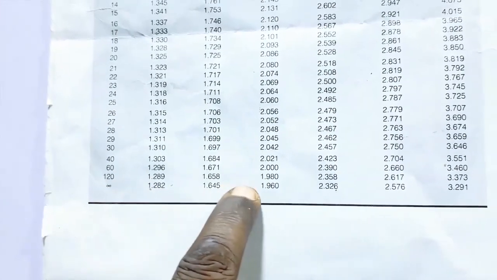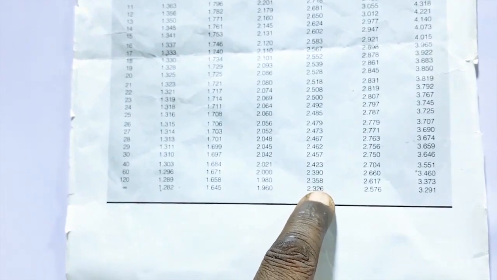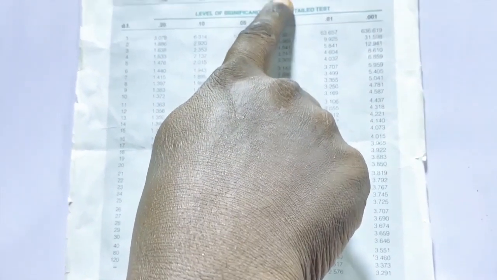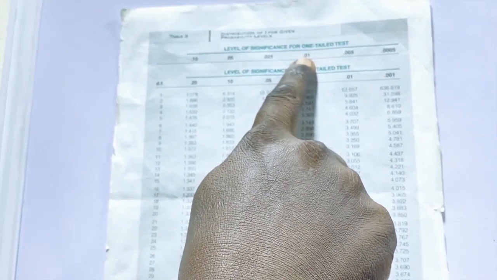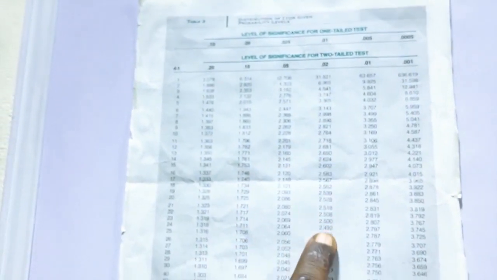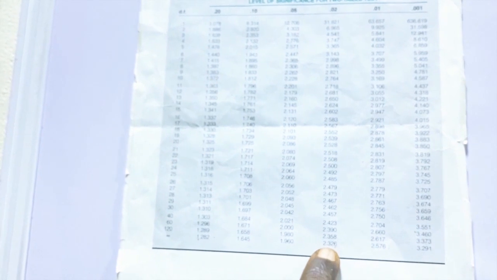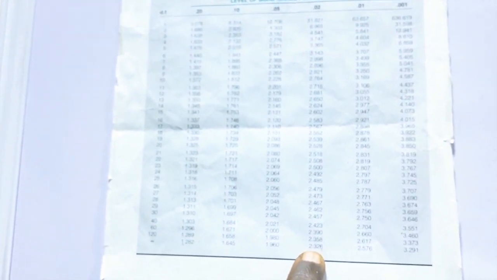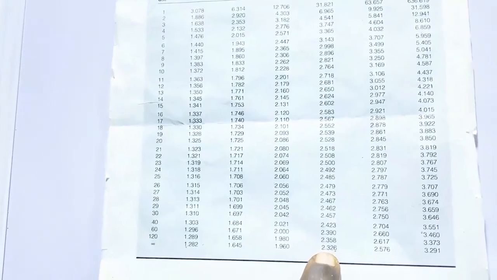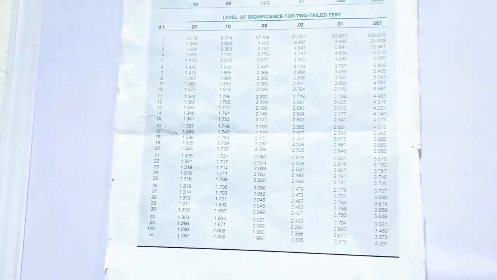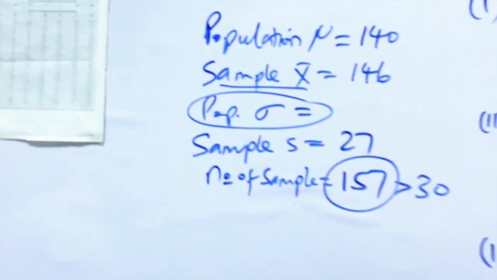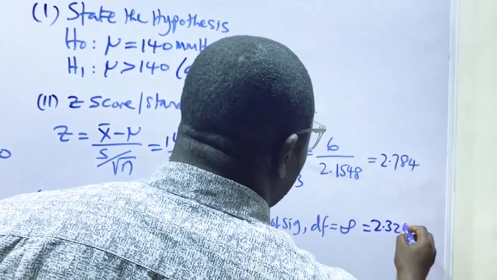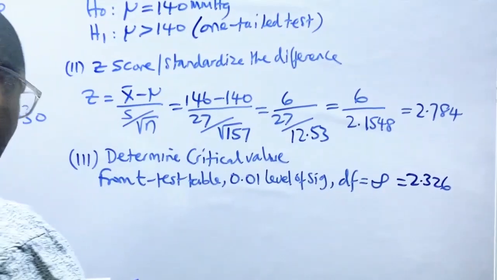Let's trace our values to what we have, 0.01. Please follow me. Look at 0.01 up here, 0.01 down here to where we have the infinity. So the critical value is 2.326. Let's now move to our board and complete this. So this is 2.326. That's our critical value.